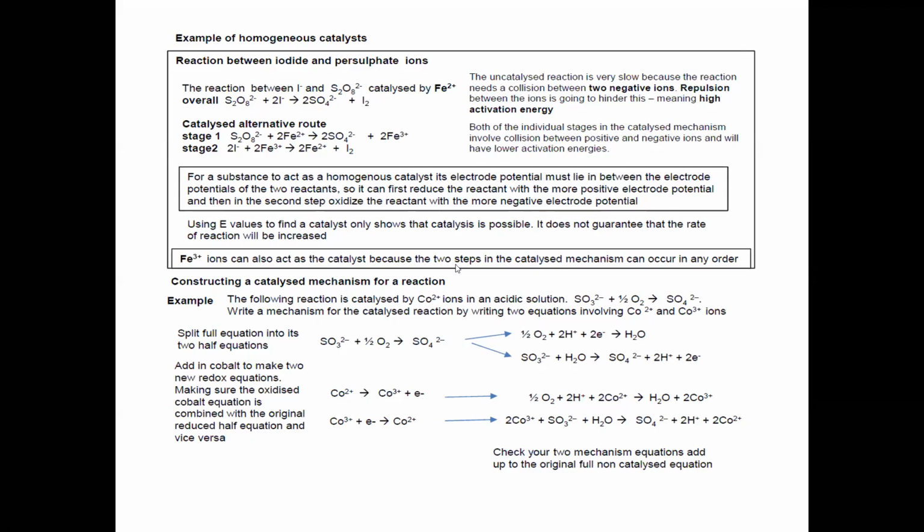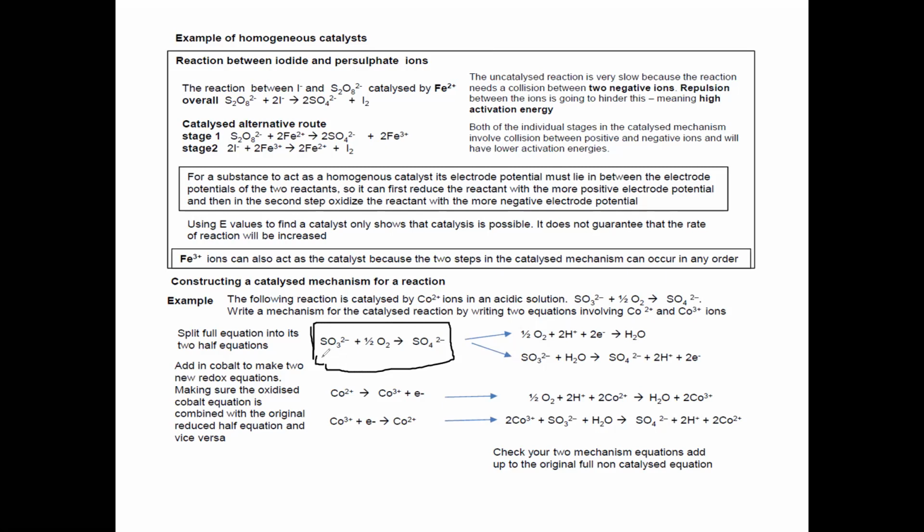Next, the following reaction is catalyzed by cobalt ion in acidic solution. Write a mechanism for the catalyzed reaction by writing two equations involving cobalt 2 and cobalt 3. So first we should identify the equations. This is the equation which is given. So first we will divide this equation into two halves, an oxidation half and a reduction half. And it is in acidic medium.